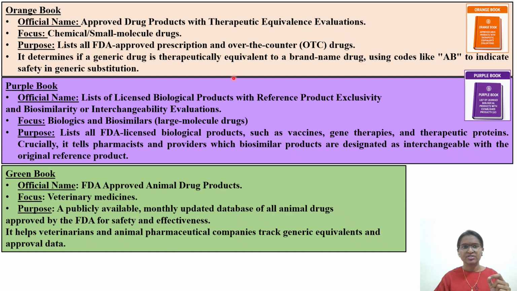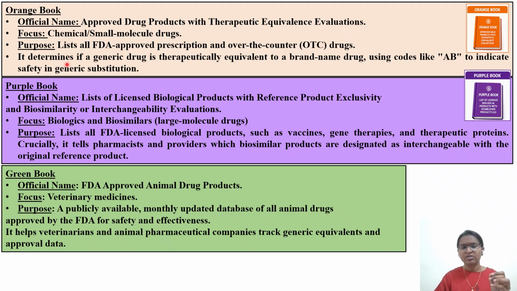So let's first discuss the Orange Book. Its official name is Approved Drug Products with Therapeutic Equivalence Evaluations. This is used for small molecules. The focus is only towards chemical and small molecular drugs. It's not for biologics or biotechnology derived products. The main purpose of this Orange Book is that it will list all FDA approved prescription and over-the-counter drugs. So this particular book will contain a list of all the approved drugs by the FDA.